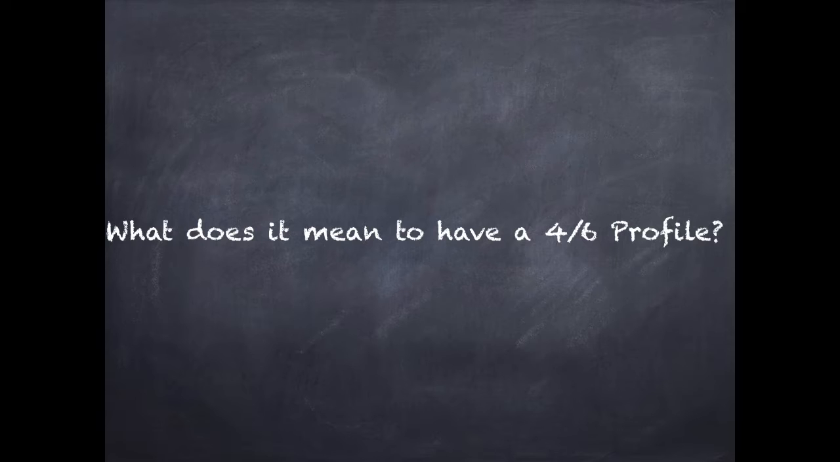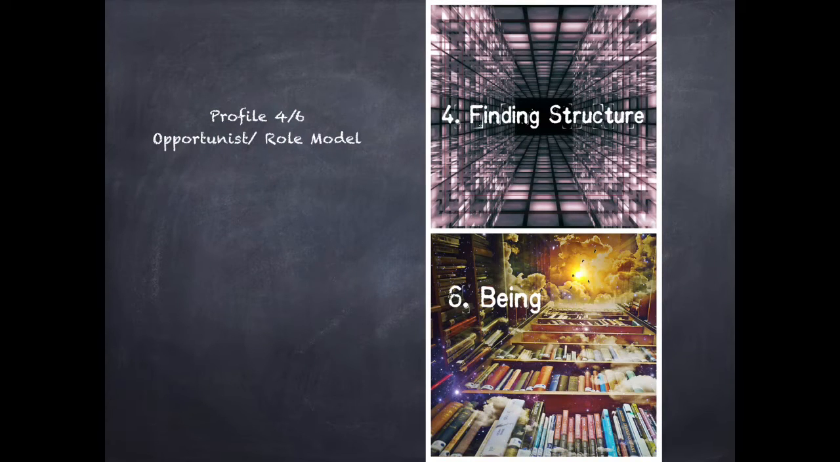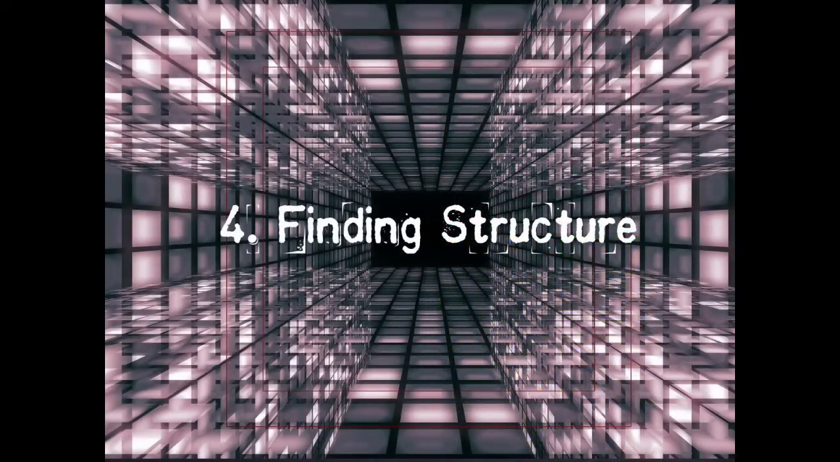So what does it mean to have a 4-6 profile, and how does it affect your character? The 4-6 profile is made up of the opportunist and also the role model. When somebody carries the 4th line in their profile, it means that it's a very fixed energy and they like to be taken for who they are. Social and friendship groups are very important to somebody who carries the 4th line because it's where all their opportunities come from.